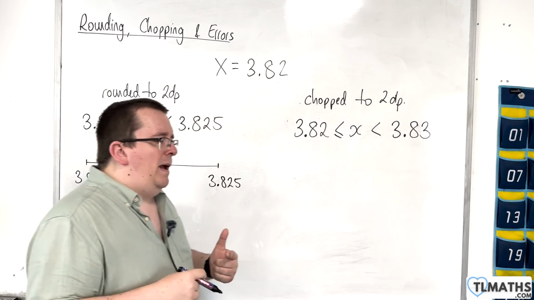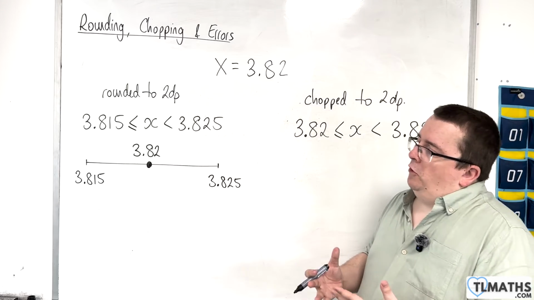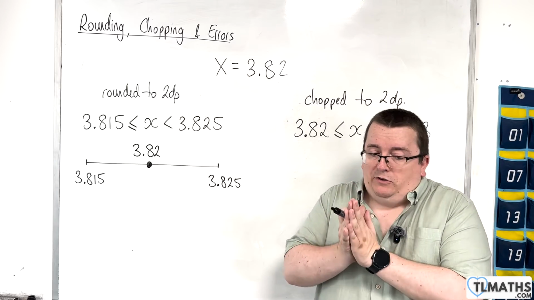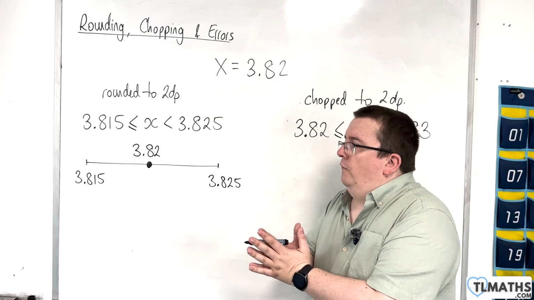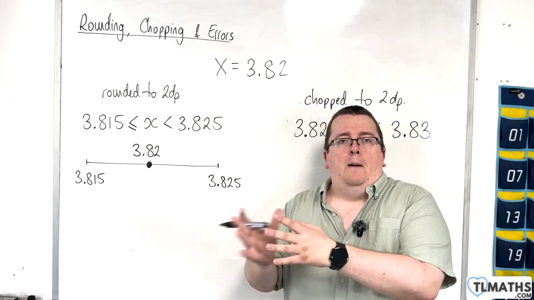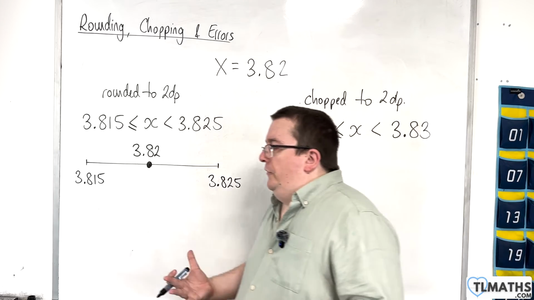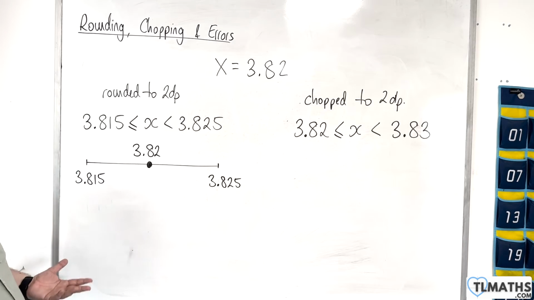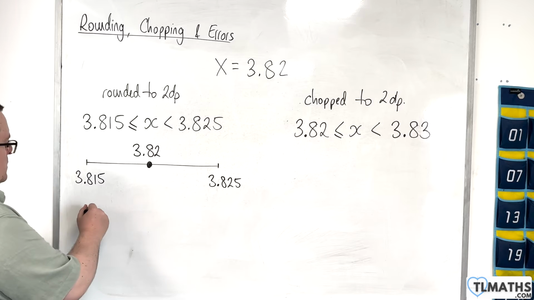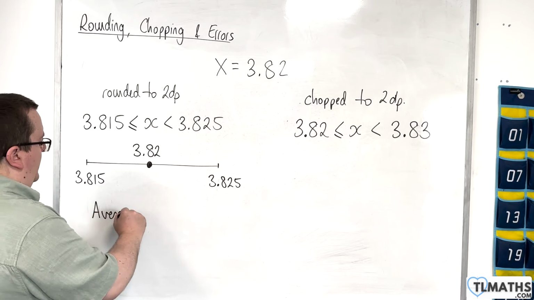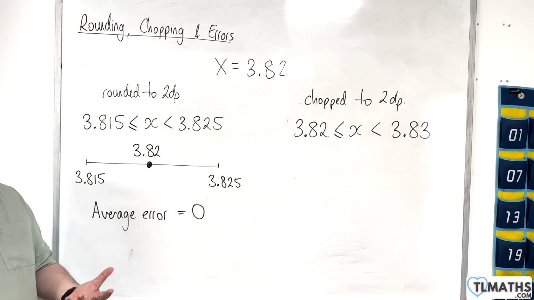So if you're thinking about what is the average error, well, because 3.82 is right in the middle, the chance of the actual number being above or below that figure would be the same. So if that is the case, then the average error of this would be 0. So the average error when rounding is going to be equal to 0.